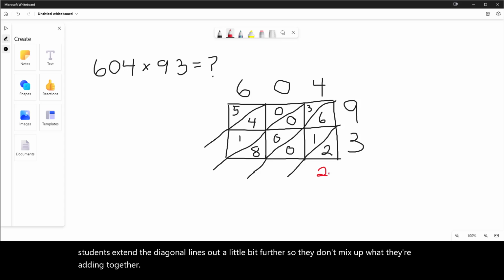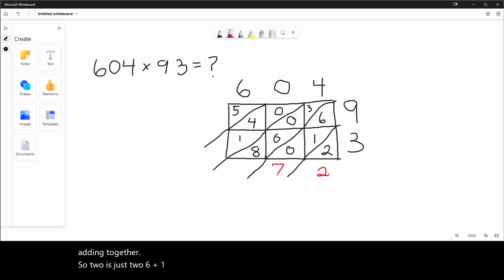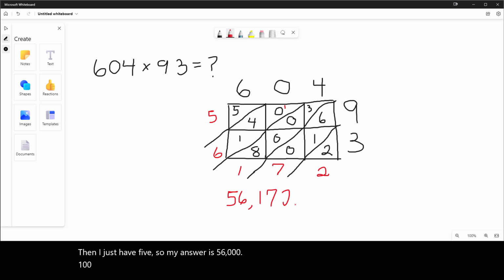So 2 is just 2. 6 plus 1 plus 0 is 7. 3 plus 0 plus 0 plus 8 is 11. Carry the 1. 1 plus 4 plus 1 is 6. Then I just have 5. So my answer is 56,172.